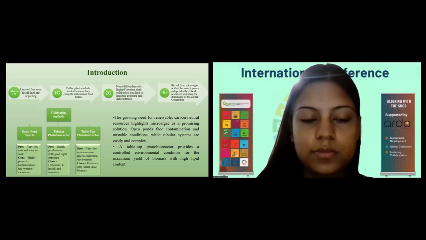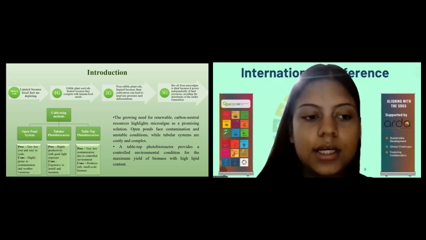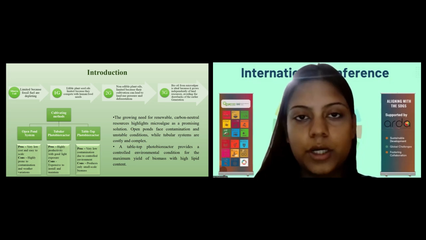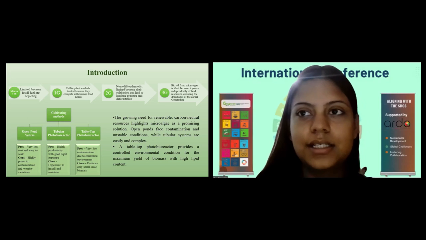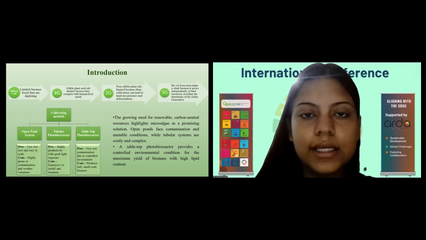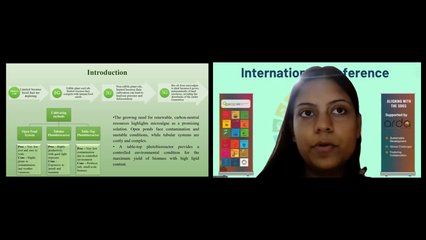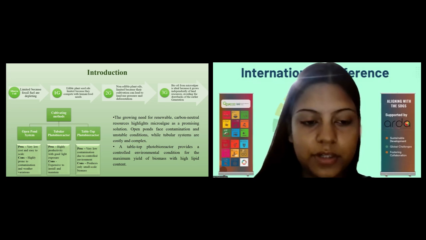The second problem is the methods of cultivation which were traditionally present. The methods of cultivation were open pond system, tubular photobioreactor, and tabletop photobioreactor. The open pond systems basically are where the microalgae are grown in open ponds. The open pond systems suffer from contamination as there is no security whatsoever.